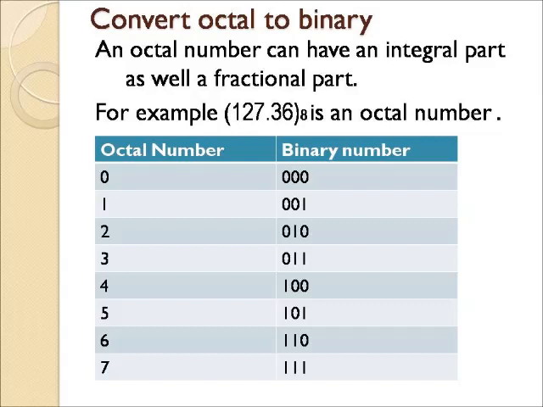So what you are going to see on this table, on the left hand side, are the octal numbers. As we know, octal numbers range from 0 to 7, a total of 8 numbers. And on the right hand side you can see the corresponding, equivalent binary numbers. For 0 it is 000, and for the last one, 7, it is 111.